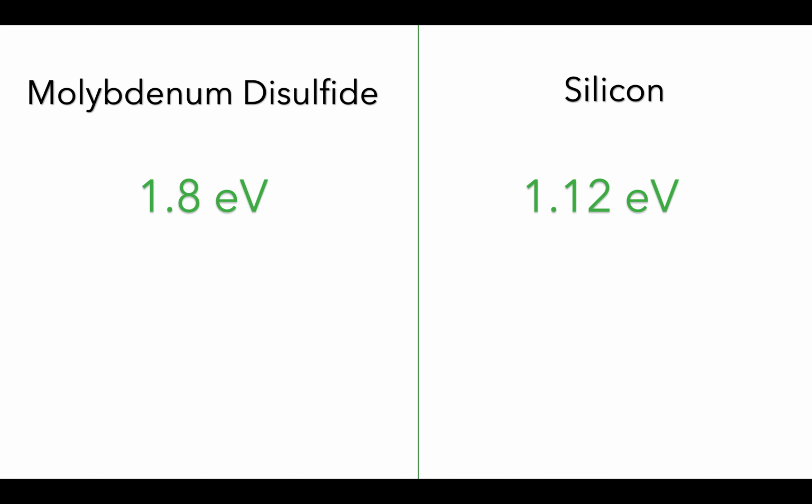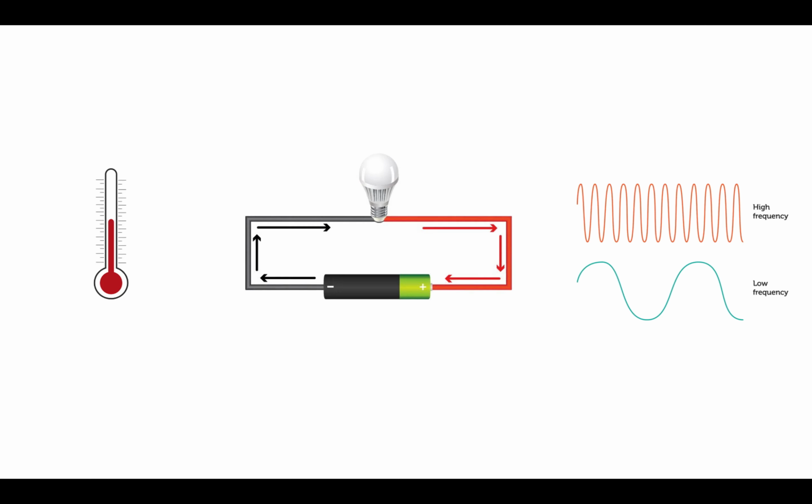2D TMDs have rather large bandgap values compared to commonly used semiconductors in modern society. For example, molybdenum disulfide has a direct bandgap value of 1.8 electron volts, while silicon has an indirect bandgap value of 1.12 electron volts. Although it means electrons must gain more energy in order to generate current, having a large bandgap isn't necessarily a bad thing.